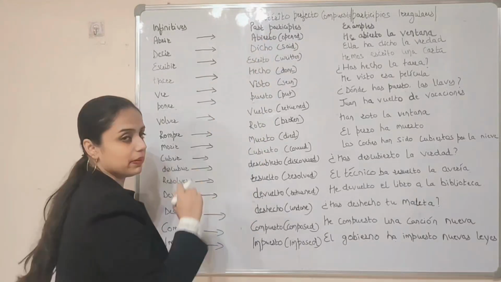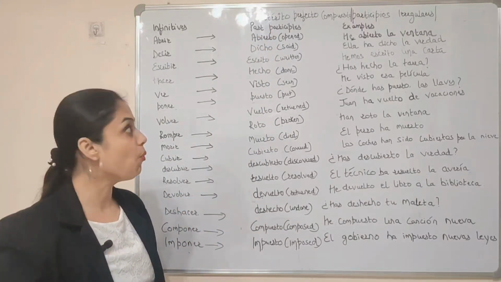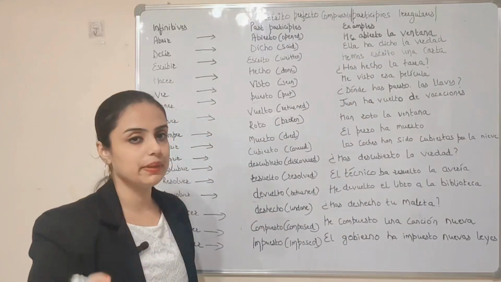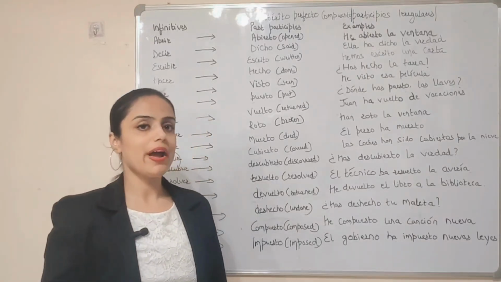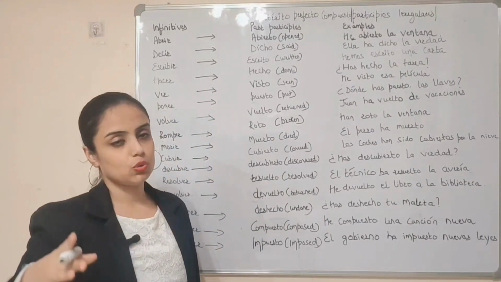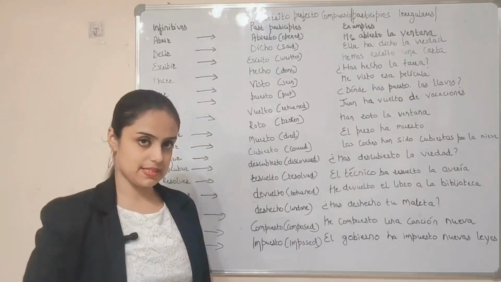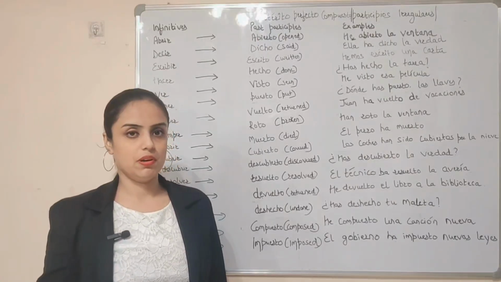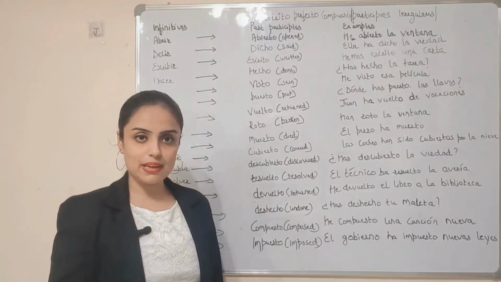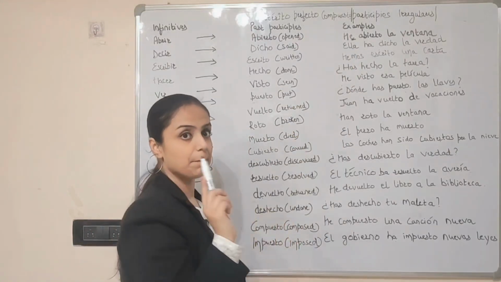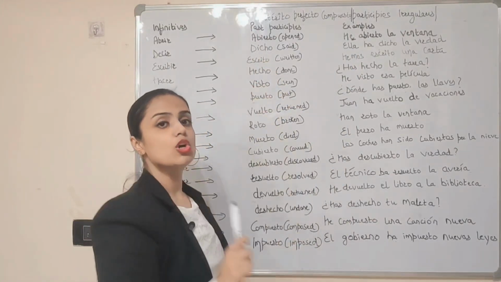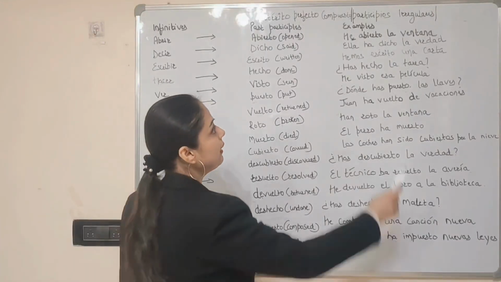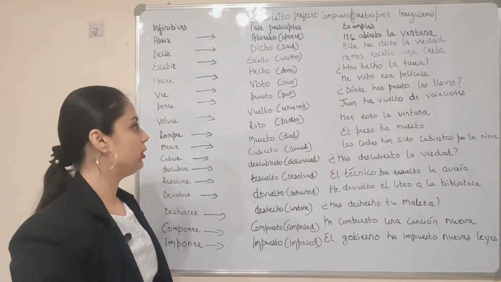The past participle of abrir is abierto, which means opened. So, por ejemplo, he abierto la ventana. In my previous video I explained the structure of Pretérito Perfecto Compuesto: haber in the present tense, plus the past participle of the main verb. Vale? So the yo form of haber is he, plus the past participle, which is abierto. So he abierto la ventana. That means I have opened the window.